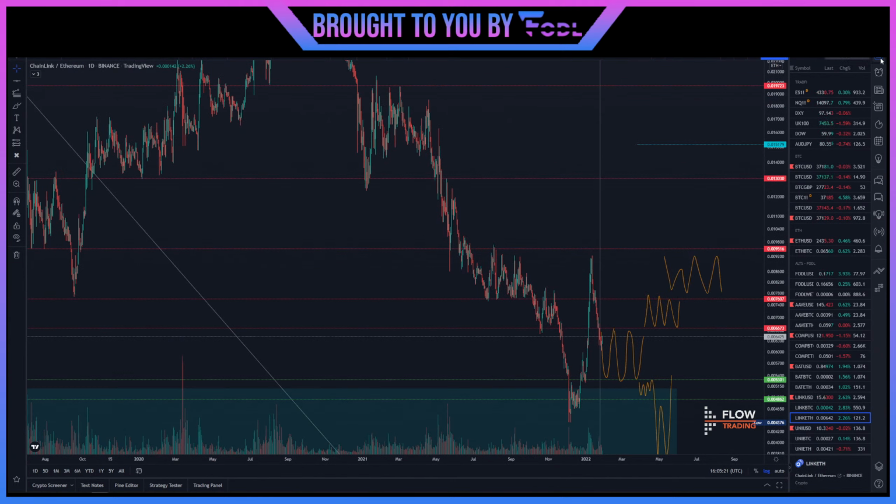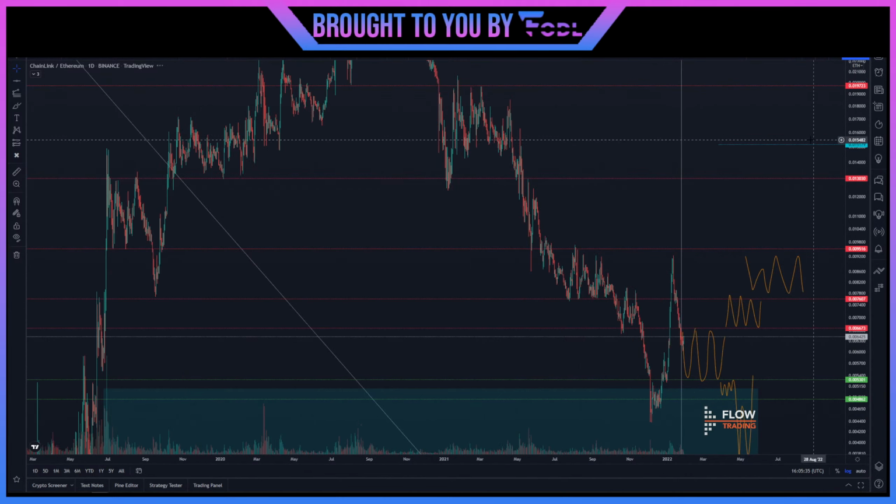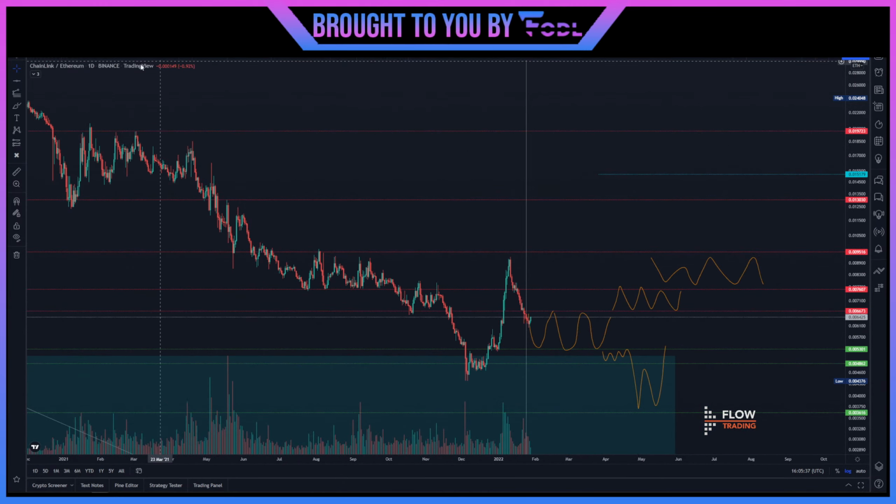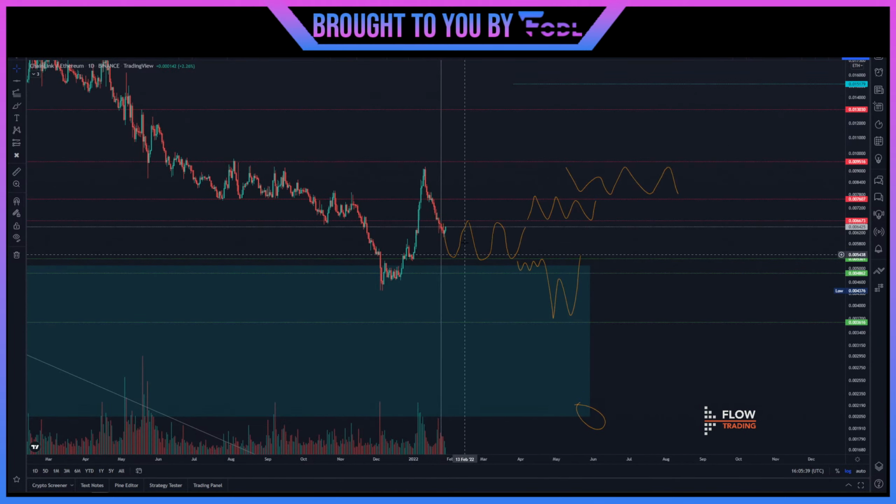I do expect Link to come down now. Just to be clear, I think Link looks bearish compared to BTC, even though BTC looks bad, very much like all of these coins as a whole. So that's essentially it. This is Link versus ETH.